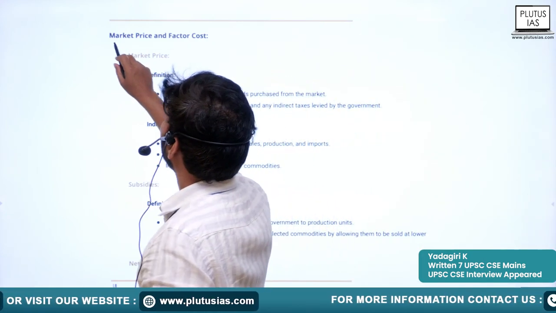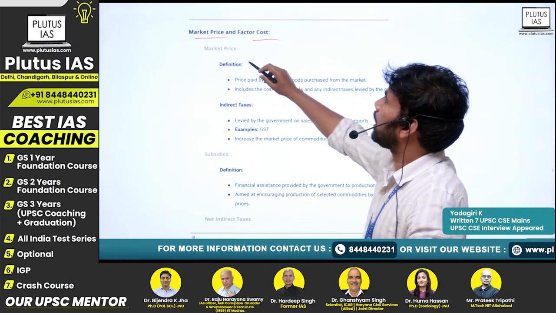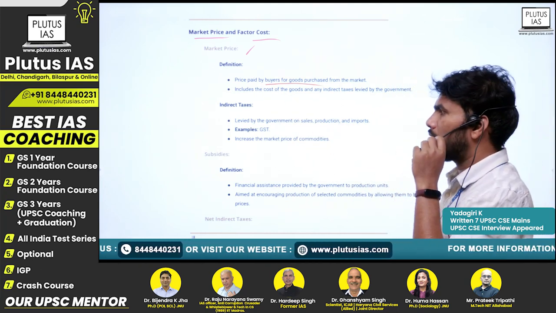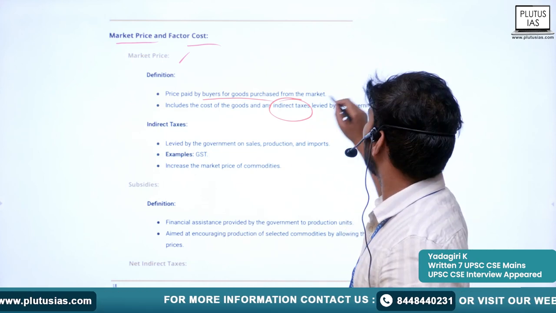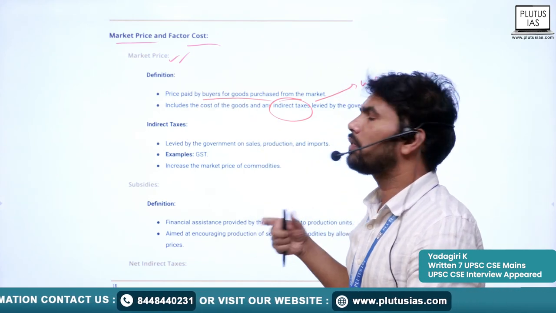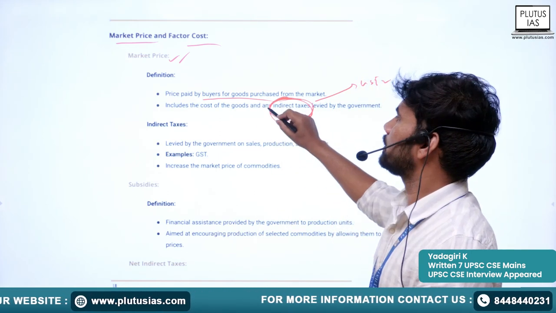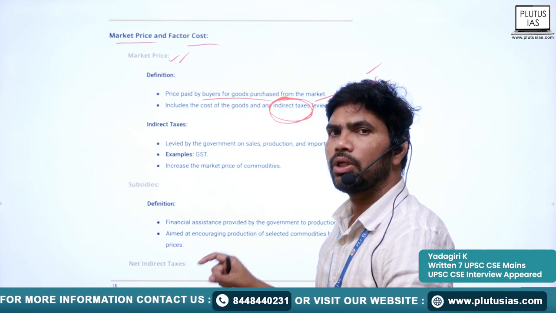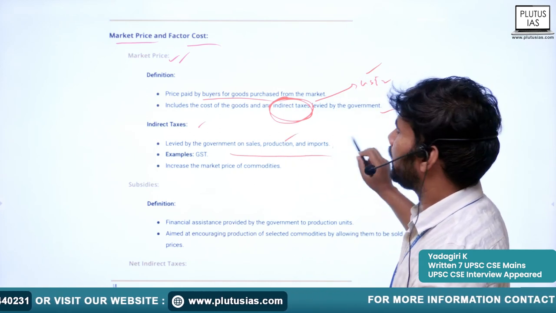Next, another important concept is market price and factor cost. Market price is defined as the price paid by buyers for the goods purchased from the market. Here, indirect taxes that are levied on goods and services are included. For example, now we have GST, which is levied on goods and services. So this market price, whatever the consumer is paying to purchase a good or a service, includes the indirect taxes. Example is GST. It is the indirect tax that is levied by the government. Indirect taxes are levied by the government on sales, production and imports.